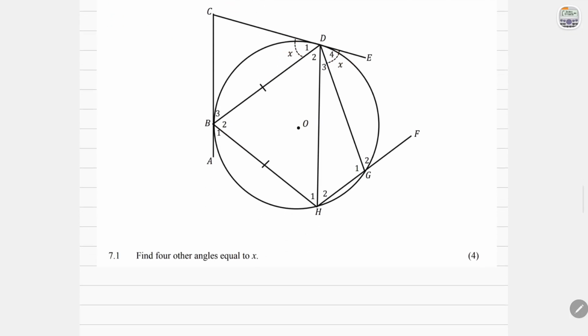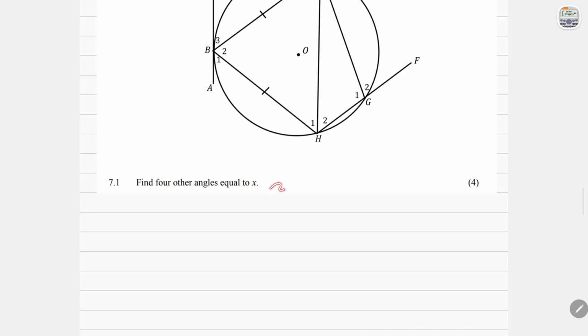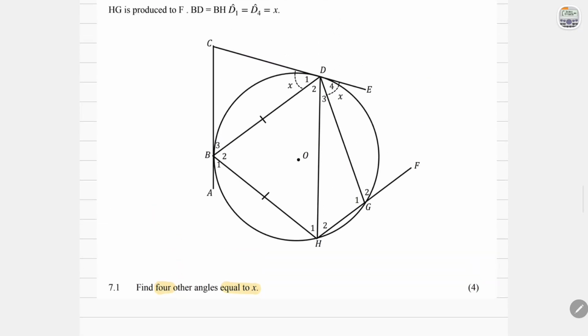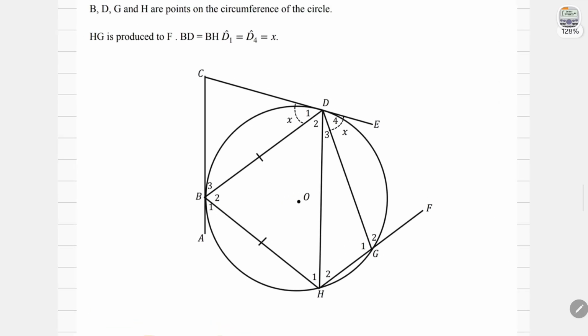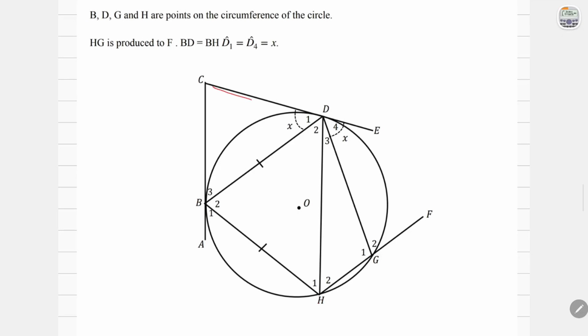So the first question is to find 4 other angles equal to X. Okay, let's see. We already know we are at a big advantage here because we have this tangent, and you see it on both sides. So if this is a tangent over here, we can just use the tan chord theorem. Here's the angle between the tangent and the chord, so it's equal to the angle at the circumference subtended by that same chord. So this is X as well.